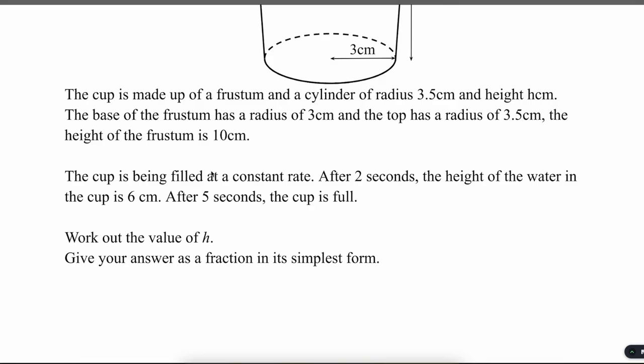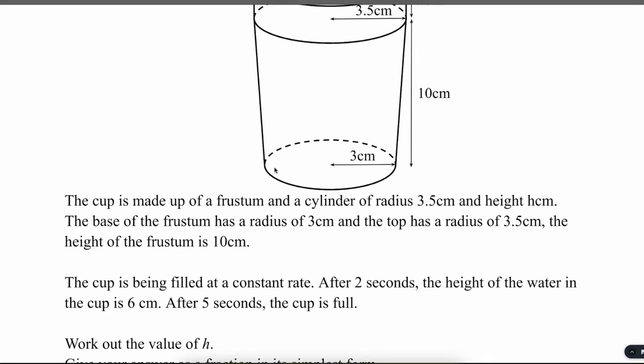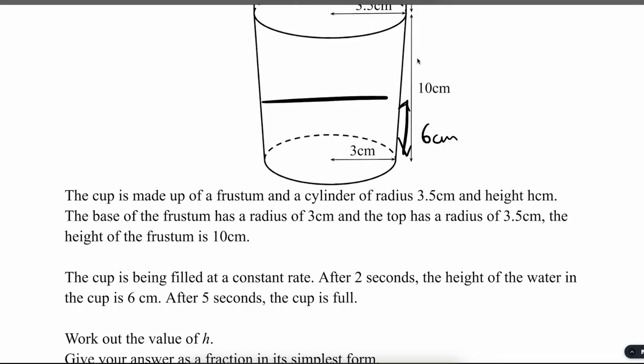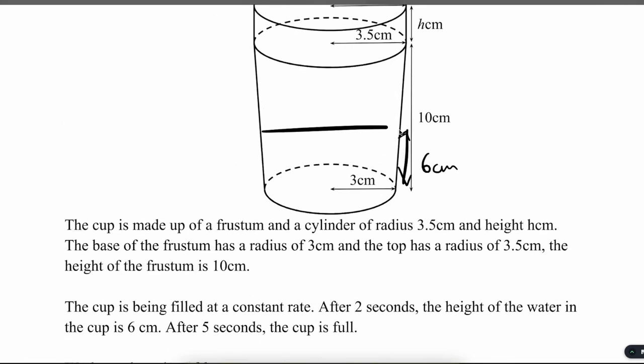So after 2 seconds, the height of the water in the cup is 6 centimeters. So we can easily work out, if the height is 6 centimeters, that's going to be 6/10 of the way to 3.5. So that's 6, that's 4. So that's going to be 3.3 centimeters radius up here. That's just using ratios. If you see, this is 6 centimeters, this is going to be 4 centimeters. Therefore, if you divide it into 2 centimeter sections, you've got 3.1, 3.2, 3.3, 3.4, 3.5 radius up here. So this is going to be the 3.3 radius.